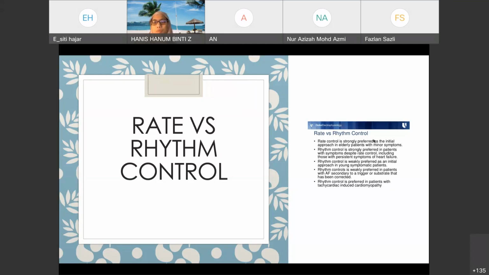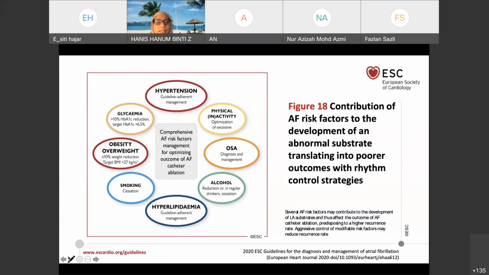Rhythm control therapy is weakly preferred as an initial approach, and rhythm control is weakly preferred in patients with AF secondary to a trigger or substrate that has been corrected. So in summary, we try rate control first, and if it doesn't work, then we try rhythm control therapy, because rhythm control drugs have many restrictions, you have to monitor a lot, and many can cause cardiotoxicity and so on and so forth.